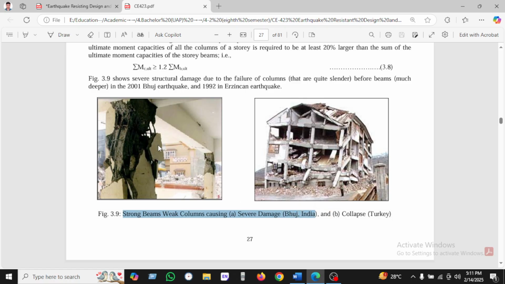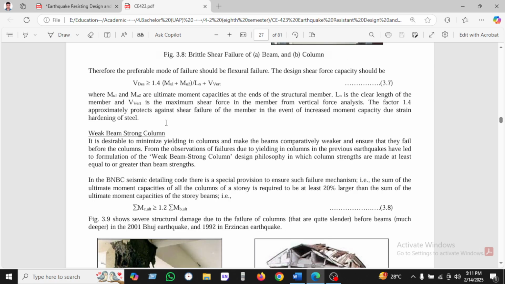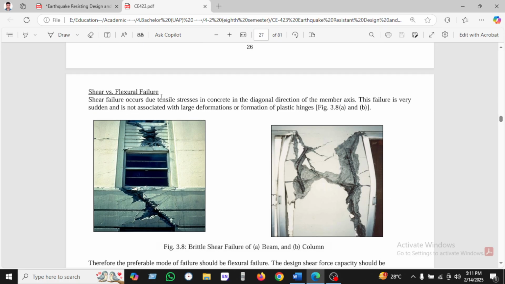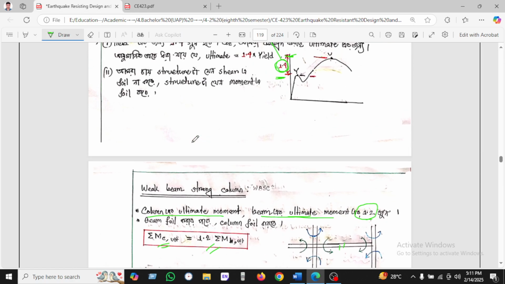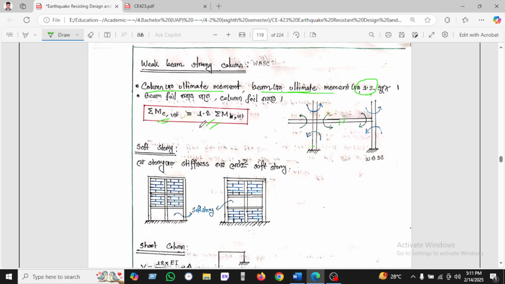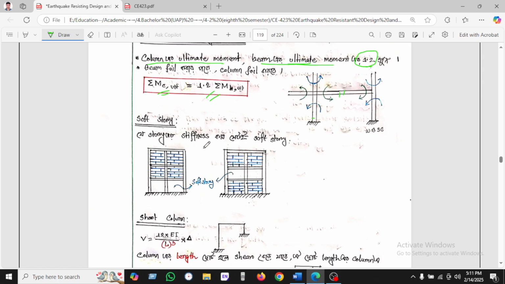Okay, we have been seeing strong column weak beam causing several damage, in Bhuj, India, as we have seen here. Another building collapsed in Turkey. We have already seen how we get the flexure versus shear formula. This is the weak beam strong column, and here is the soft story.